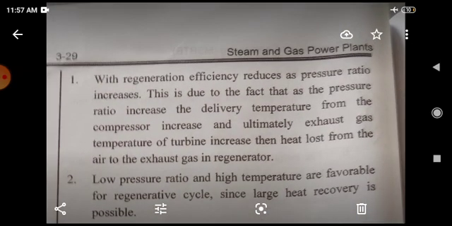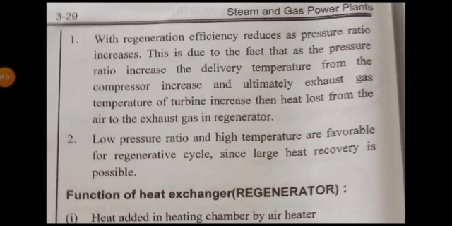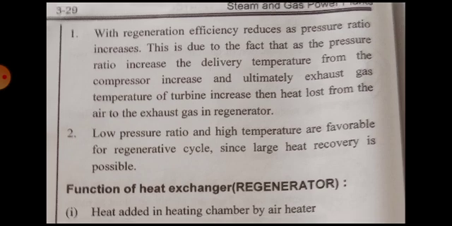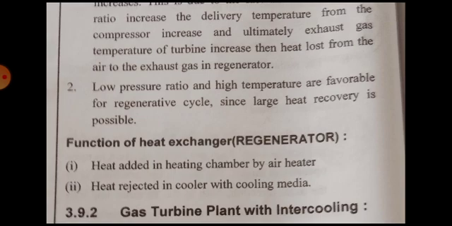First one is, regeneration efficiency reduced as pressure ratio increases. This is due to the fact that as the pressure ratio increases, the delivery temperature from the compressor increases, and ultimately the exhaust gas temperature of the turbine increases. Then heat is lost from the air to the exhaust gas in the regenerator. Low pressure ratio and high temperature are favorable for the regenerative cycle since large heat recovery is possible.